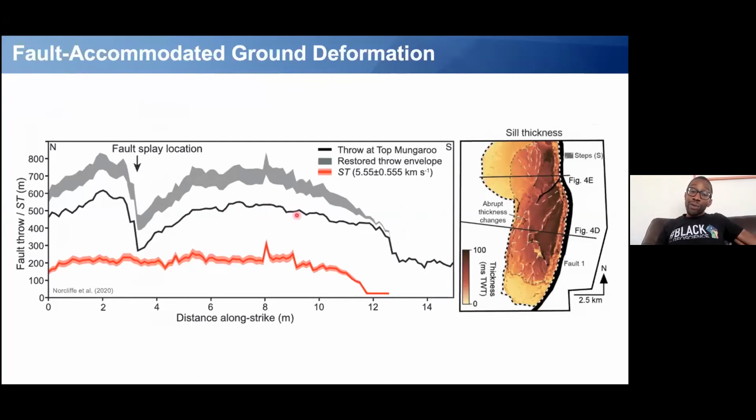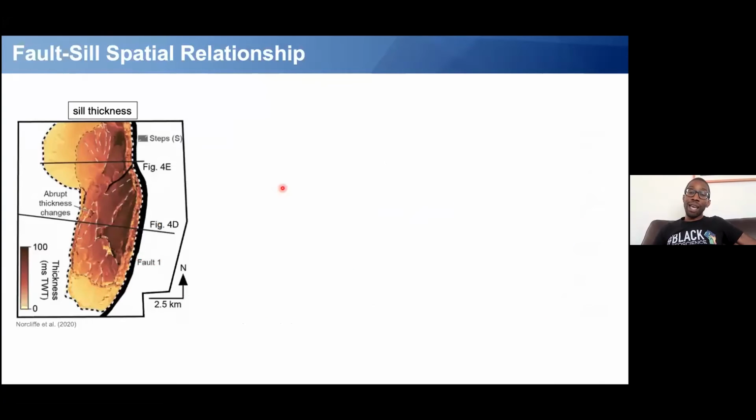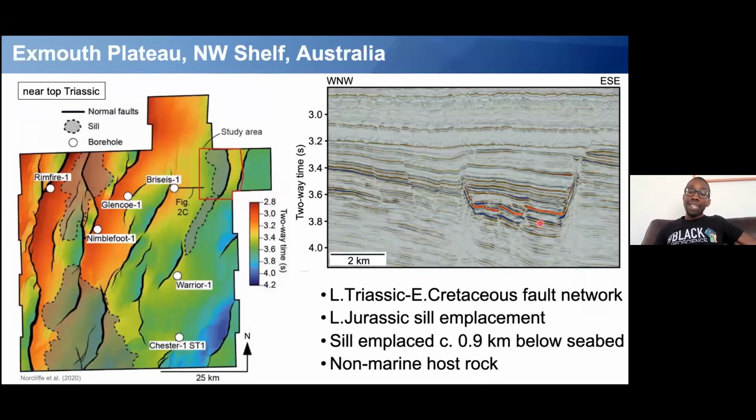If you measure the throw on the fault and add in the sill thickness, you notice that the fault has actually lost quite a lot of displacement. And that's because, if I just flick back, you'll notice that as this sill inflated, not only has it formed a fold here, but it's probably reverse reactivated the faults. Remember, these sills are younger than the fault network into which they were emplaced. You can see that because the sill is injected into the fault itself.